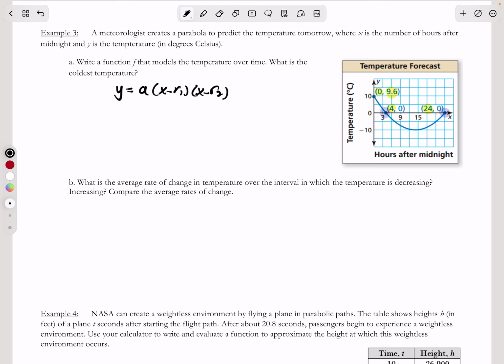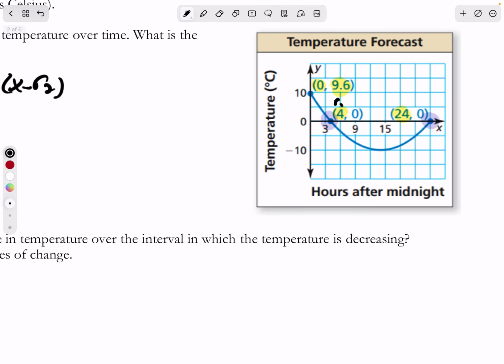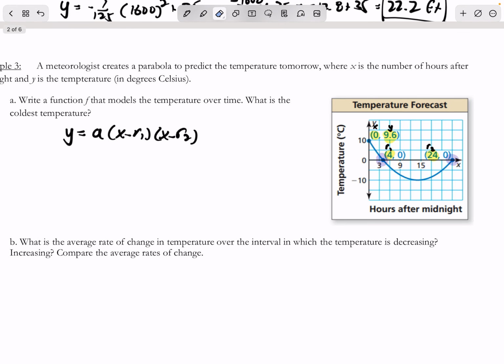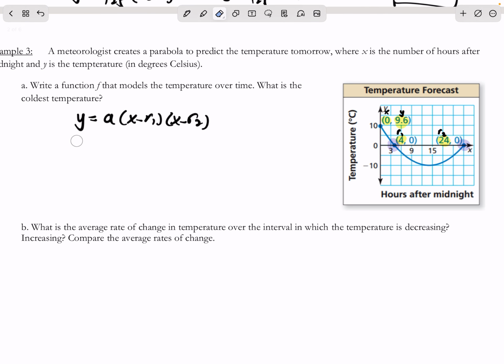So I'll do like I did before. This is R1, this is R2, there's x and there's y. Again, we have all the inputs. We just have to solve for a and drop it back in. So again, going in order from left to right, the y value is 9.6.